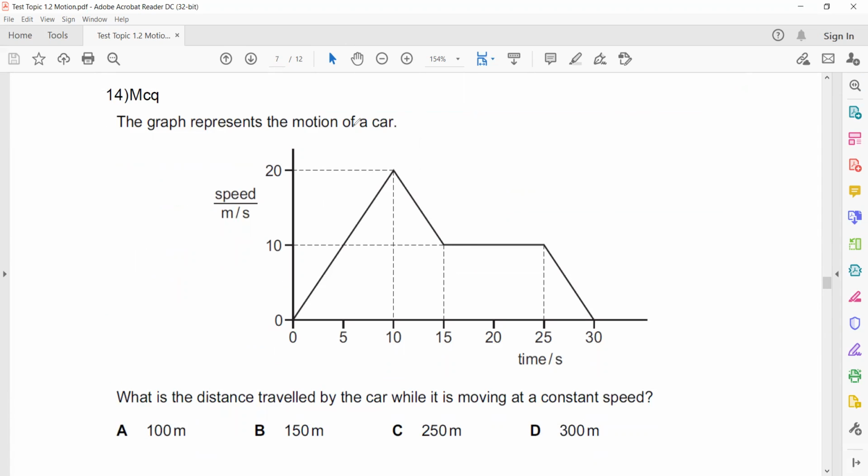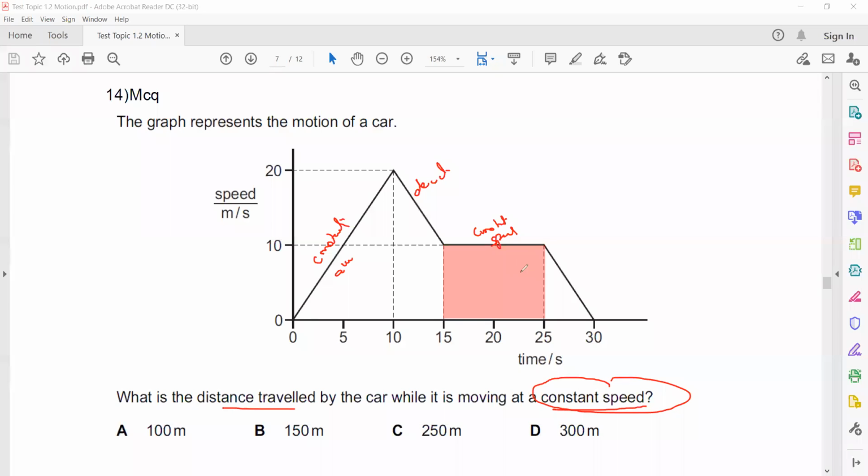The graph represents the motion of the car. What is the distance traveled when it is moving at a constant speed? So first we have to identify the region of constant speed. This is not constant speed, this is constant acceleration. This part is deceleration. This part is a constant speed where the speed is not changing. So basically we only need the area under the constant speed, because they're asking to calculate the distance traveled by the car when it is moving at a constant speed.